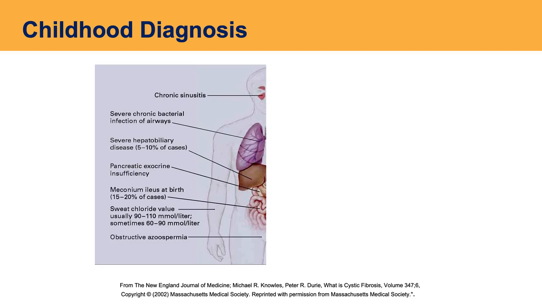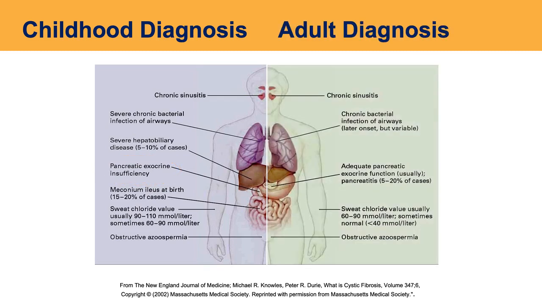So when you think about those people who are diagnosed in childhood, they not only have things like chronic sinusitis and chronic infection in their airways, they also have pancreatic insufficiency leading to malabsorption and the need to take replacement for their pancreatic dysfunction. However, those people who are diagnosed as adults often have residual function variants or mutations, allowing them to have some chloride transport and thus pancreatic sufficiency.